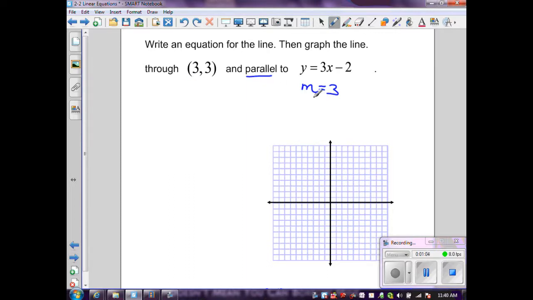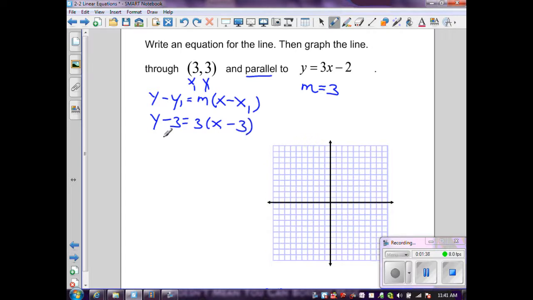But since it's parallel, I'm going to use the slope. So I'm going to use the point and that slope in the point slope formula, which is y minus y1 equals m times x minus x1. Substituting, we know that this is x, this is y. And when I do that, I'm going to get y minus 3 equals m, which is 3, times x minus 3.